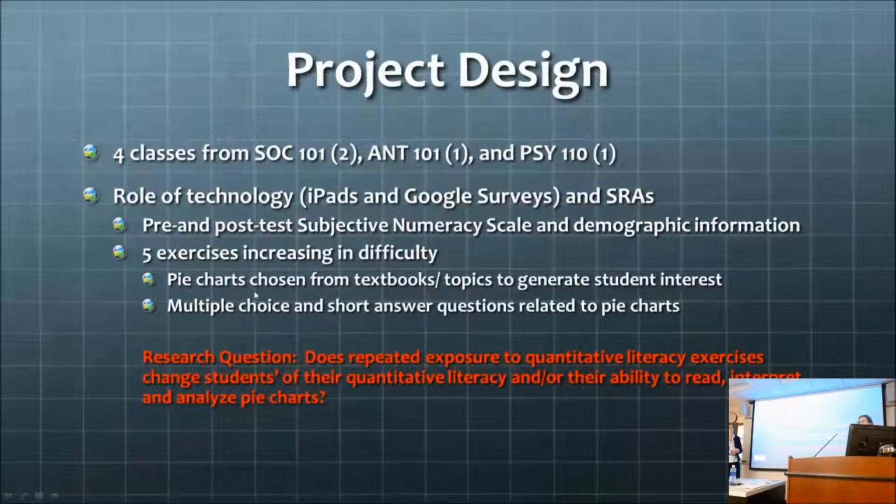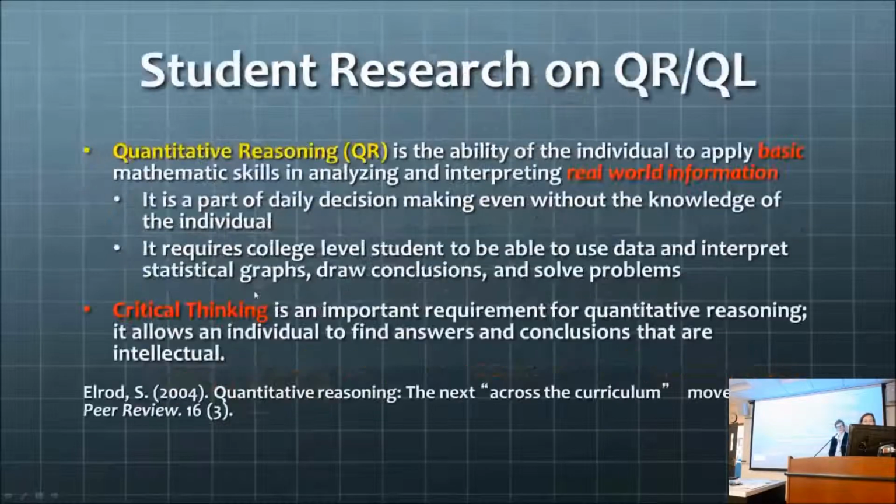A couple of the questions were directly from the subjective numeracy scale, like the one about calculating a tip, or how often do you speak in numbers. Those were part of a tool we got from our literature review, brought to us by our students. We also tried to pick topics that would interest people in the room, so we picked pie charts from our respective textbooks in Lifespan, Introduction to Sociology, and Introduction to Anthropology. Hopefully they garner the students' interest and get them to think about the numbers in a different way.